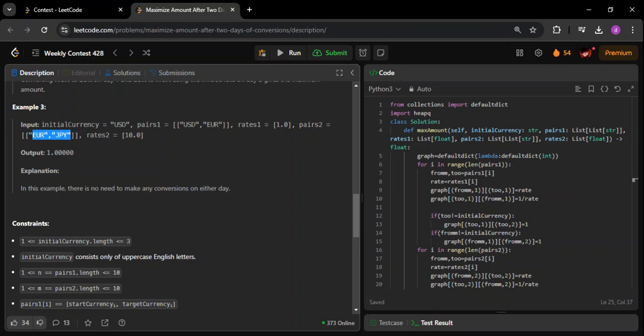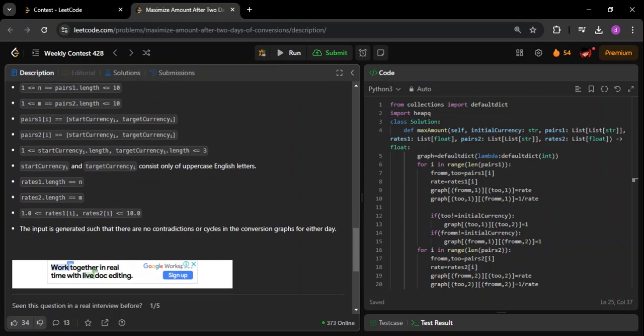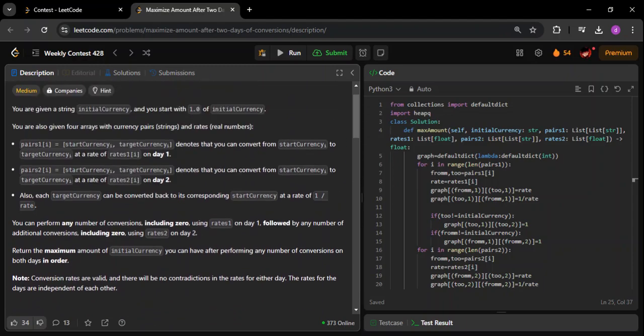So I should not convert to anything from day one to day two onwards. There should be no conversion on day one and day two. I will have to return one itself, whatever I had initially, since I did not do any conversion, and I return the same. There's no need to make any conversions on either day. That was all for this particular question. Let us quickly see the solution now.